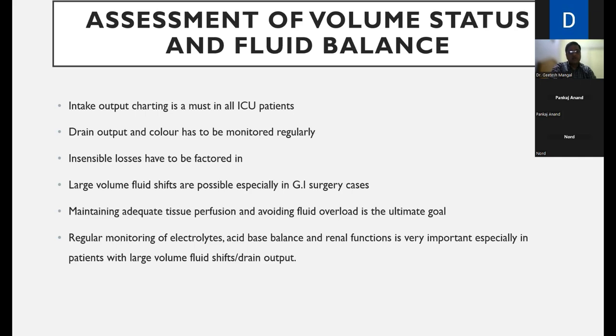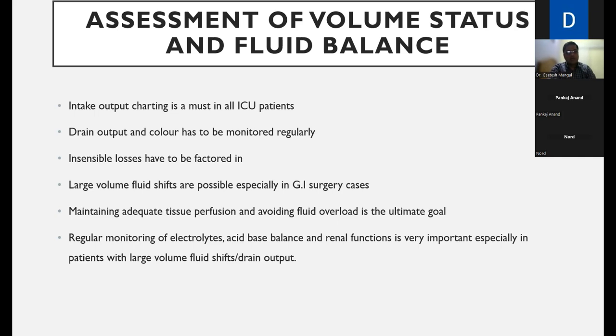And the drain output, which is unique to surgical patients: the color and the volume have to be monitored regularly. If there is any change in the color, if there is blood coming out in any of the drains, or any unusual finding from any drain, it has to be communicated to the team immediately. Insensible losses and large volume fluid shifts are possible, especially in GI surgery cases. So these have to be factored in when we are caring for such patients.